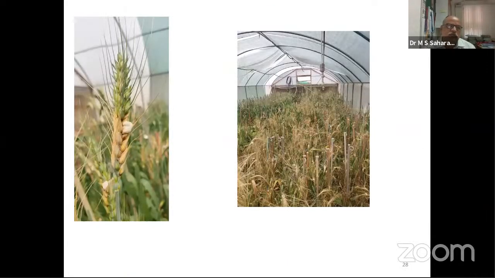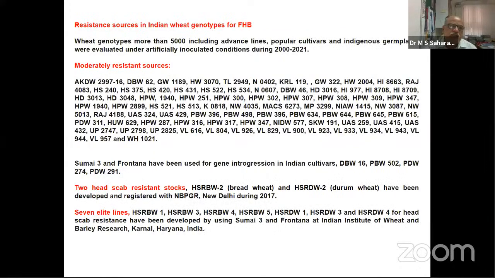This is the disease developed even now, in this season at IARI in the polyhouse. This is the level of the disease, and recording is going on. These are some moderately resistant sources we have identified, and we also use Sumai3 and Frontana. We have developed some lines which are now at IIWBR.